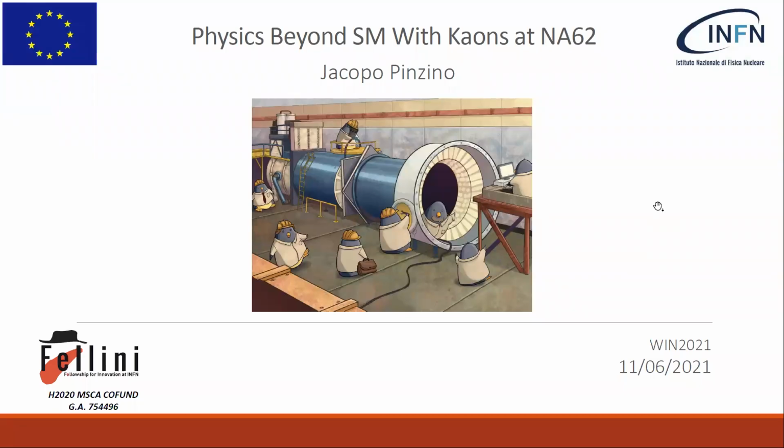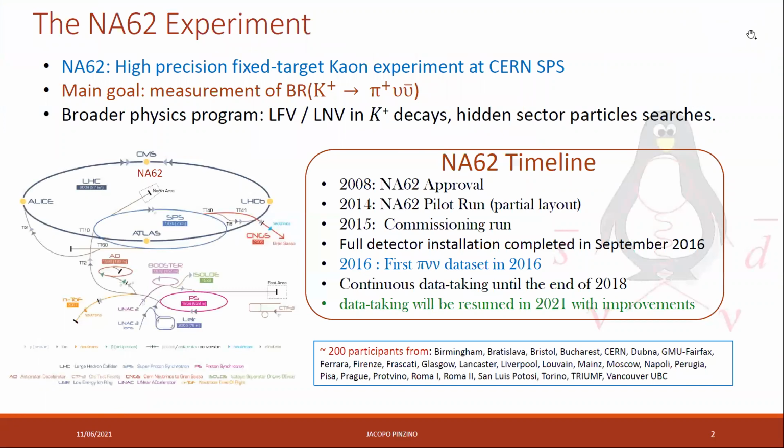Hello, I'm Jacopo Pinzino, and I will speak about physics beyond the Standard Model with kaons at NA62. NA62 is a high-precision fixed-target kaon experiment at CERN SPS. Its main goal is the measurement of the branching ratio of the decay K+ to pi+ neutrino antineutrino.